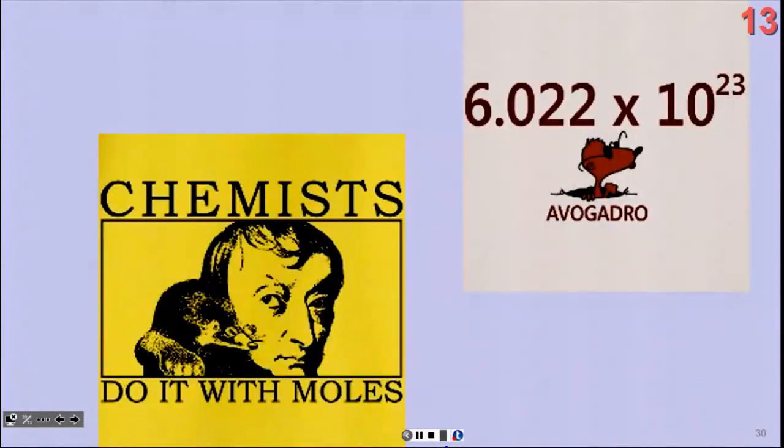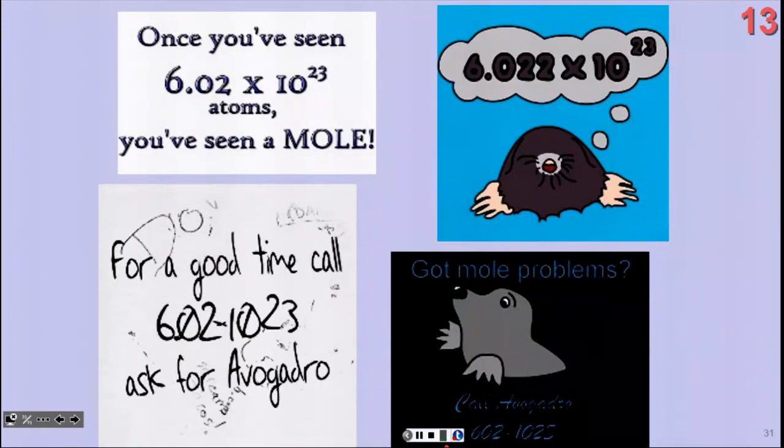And so don't forget, whenever we do these stoichiometry problems, chemists are going to do it with moles, haha. And don't forget Avogadro's number, 6.02 times 10 to the 23rd. And once you've seen 6.02 times 10 to the 23rd atoms, you've seen a mole. And mole problems are always solved with Avogadro.